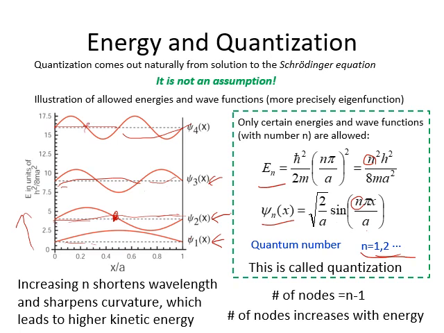For the fourth one, you have 3 nodes where the wave function becomes 0. And in general, it's n minus 1. For example, for the first one, n is 1, minus 1 is 0, and you have no node for the first one. And for the second one, 2 minus 1 is 1, so you have 1 node. So in general, you have n minus 1. And the number of nodes increases: 1, here you have 2, you have 3. So the number of nodes increases with energy.